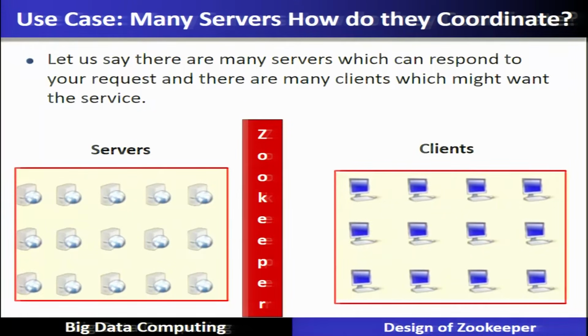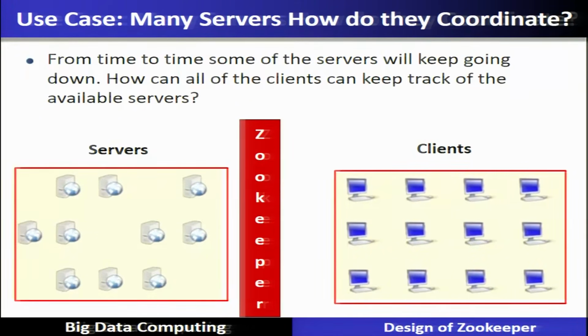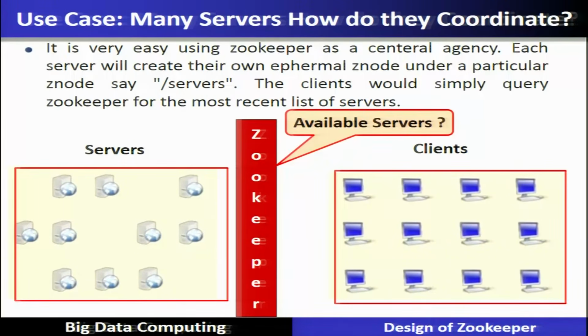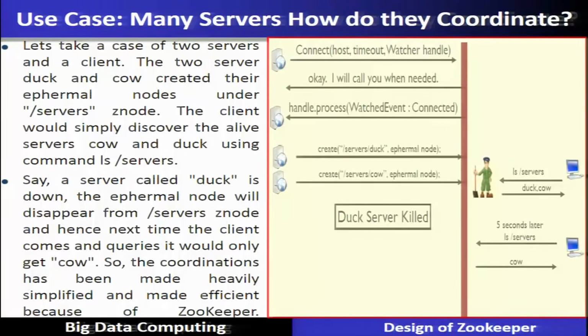Now, Zookeeper will coordinate between the set of all servers and the set of all different clients. From time to time some of the servers will keep going down. How can all clients keep track of these different servers? So, the available servers will now be maintained not by the client, but by the service called Zookeeper. Now, let us take the case of two servers and a client.